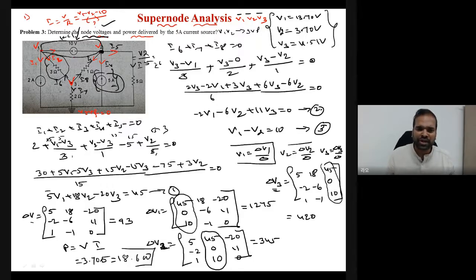The only difference between node and super node analysis is, if you cannot apply KCL at any two nodes, or if a voltage source is connected between two nodes, then using the two voltages V1 and V2, you have to form a supernode. Okay, supernode. Then apply KCL at the supernode, with the current leaving from that supernode. That is the only difference between nodal and supernodal analysis.